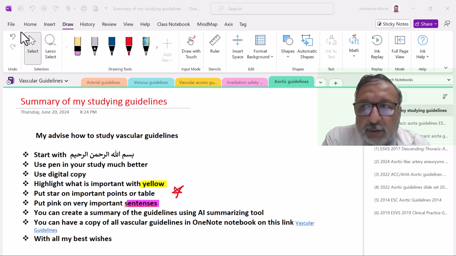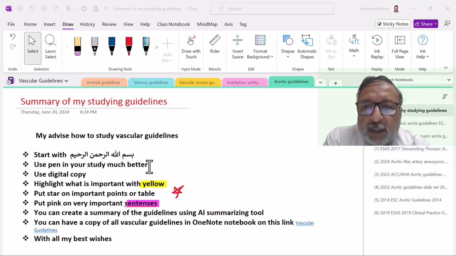And I use, as you can see here, Microsoft OneNote, which is a free application that you can use to convert any paper into a digital note. It will be saved live, it will not be changed, and it is accessible from your PC, your mobile, and iPad. And I also use a pen while studying.